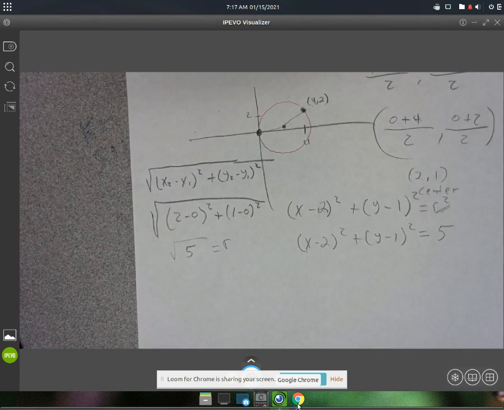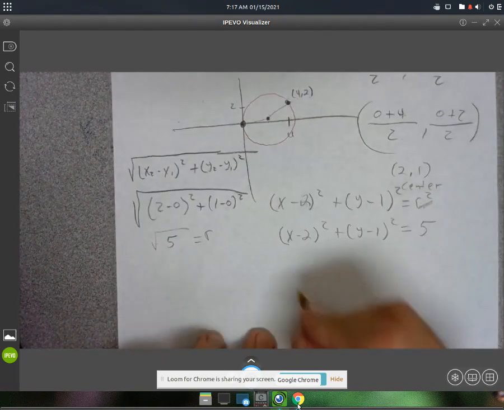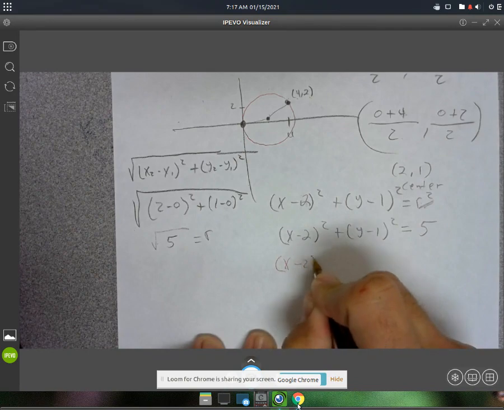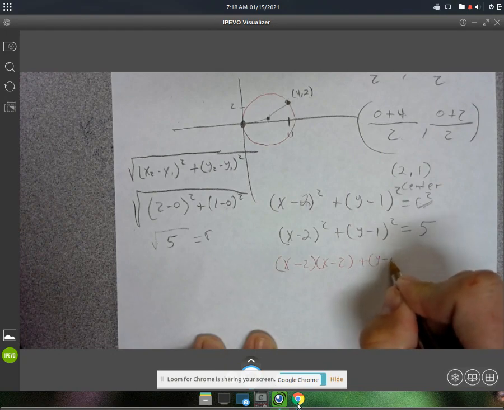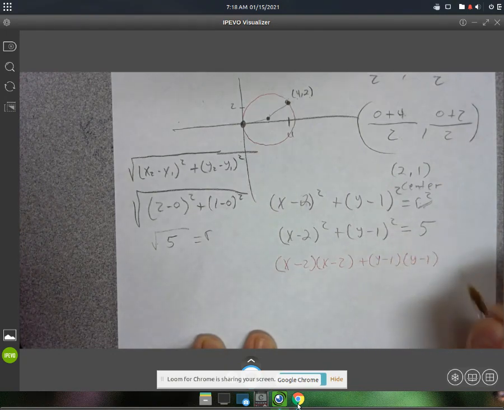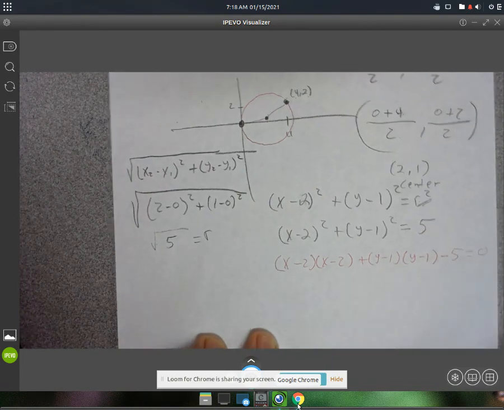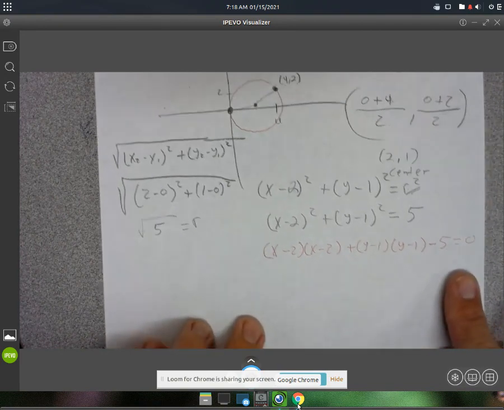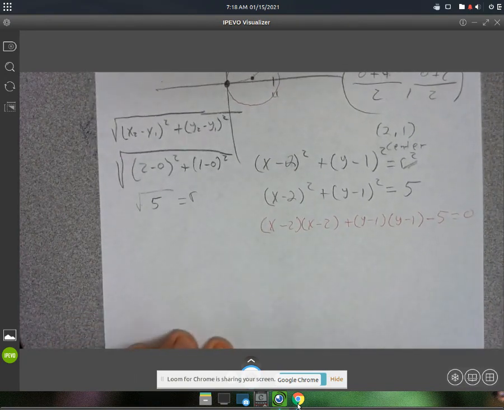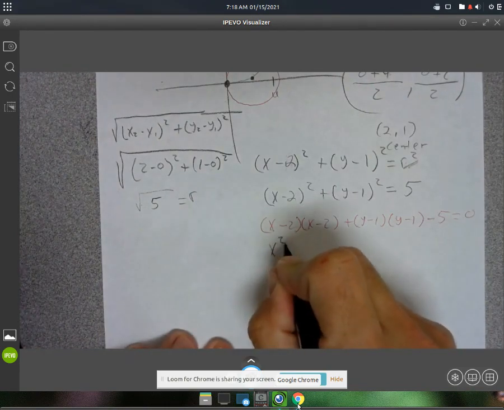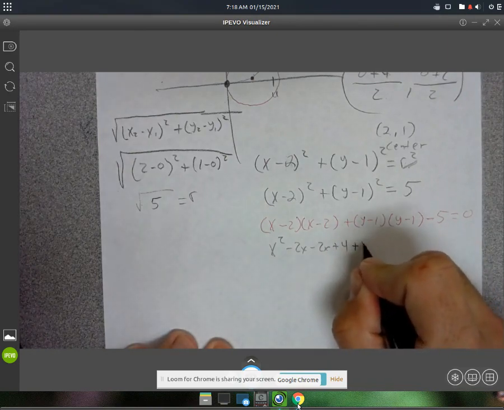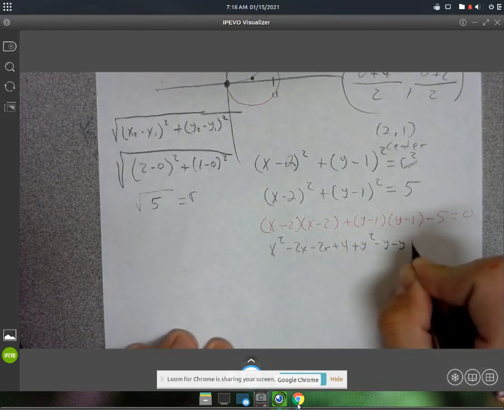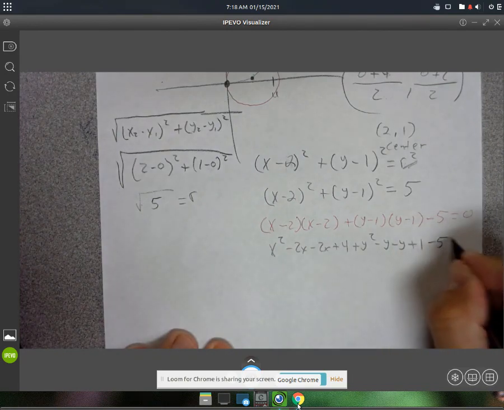Okay. So now this is in standard form. In order to make it general form, you're going to have to multiply this out. (x minus 2)(x minus 2), (y minus 1)(y minus 1). And the right side has to be 0, so I'm going to subtract 5 from both sides. It's a long stretch of numbers, but we're going to multiply this out and then combine like terms. So x squared minus 2x plus 4, plus y squared minus 1y plus 1, minus 5.